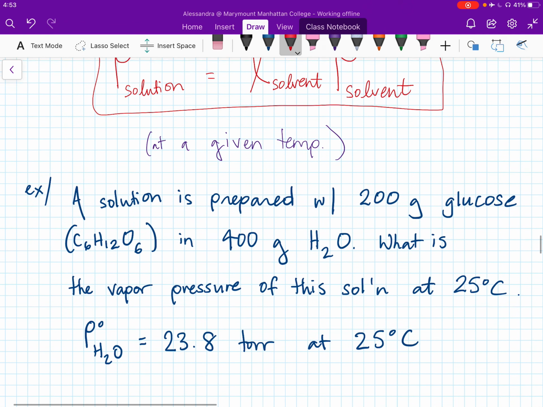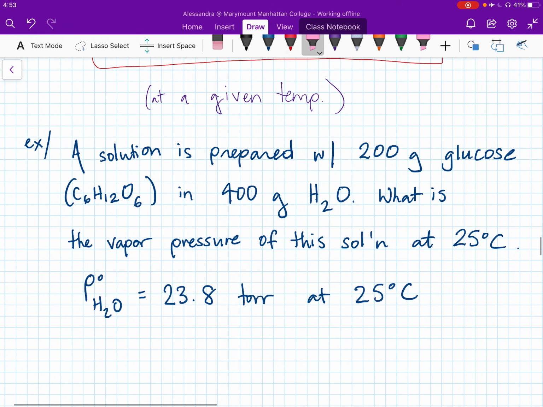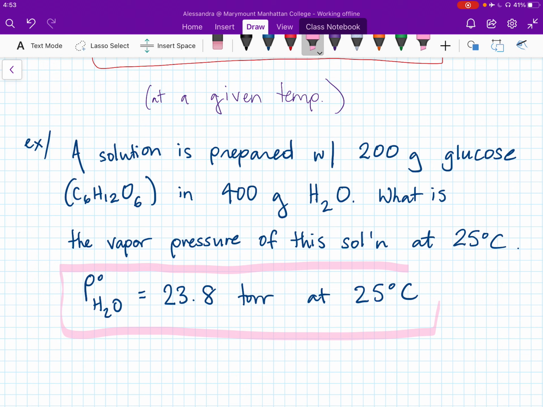A solution is prepared with 200 grams of glucose, C6H12O6, in 400 grams of water. So this is a concentrated sugar solution. What is the vapor pressure of this solution at 25 degrees Celsius? Now, to solve a problem like this, I need to know the vapor pressure of pure water. And that is a constant that you can look up, or you might be given it in a problem. The vapor pressure of pure water at 25 degrees Celsius is 23.8 torr.